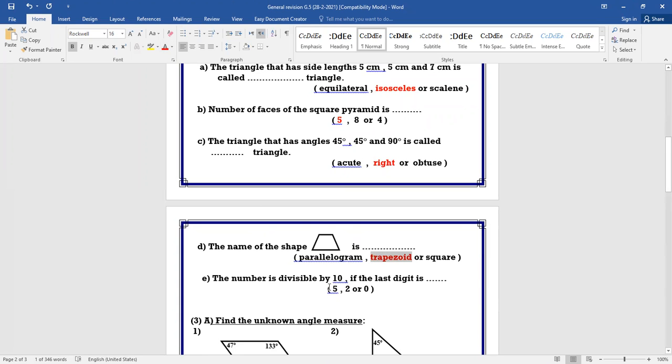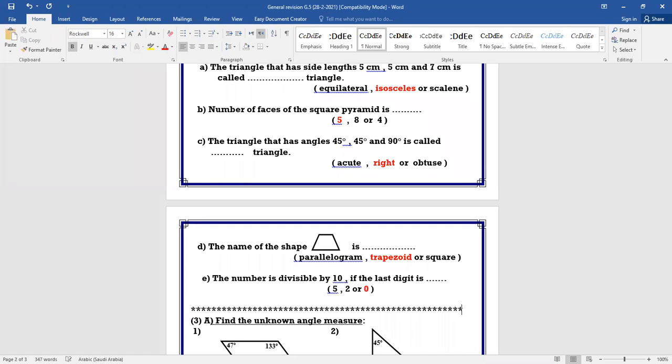The number is divisible by 10 if the last digit is... Abdelrahman? Yes, mister. The last digit is 0. A number is divisible by 10 if the last digit is 0. Thank you. Okay, the next.